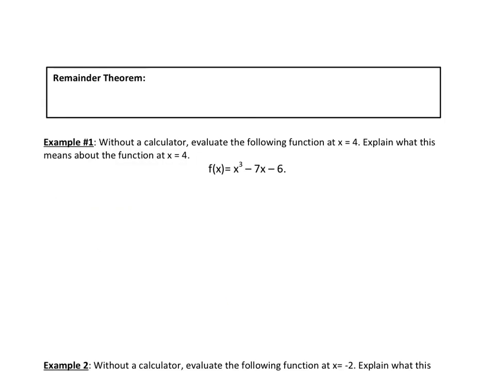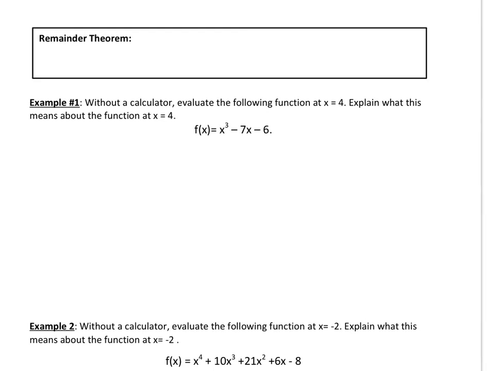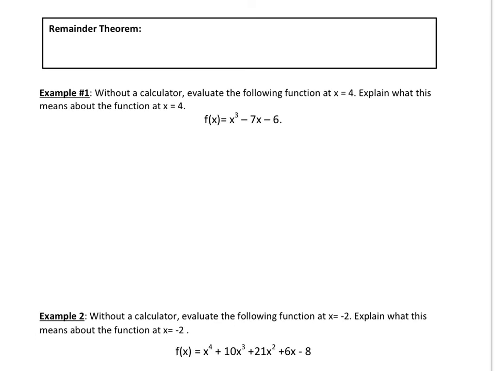Now, there's something called the remainder theorem, and what it does is it allows us to evaluate a function. So see how it says evaluate the function at x equals 4 without using the calculator. Normally, what you would have done is you would have said, okay, if I want to evaluate this thing, I'm going to plug in 4 for x.